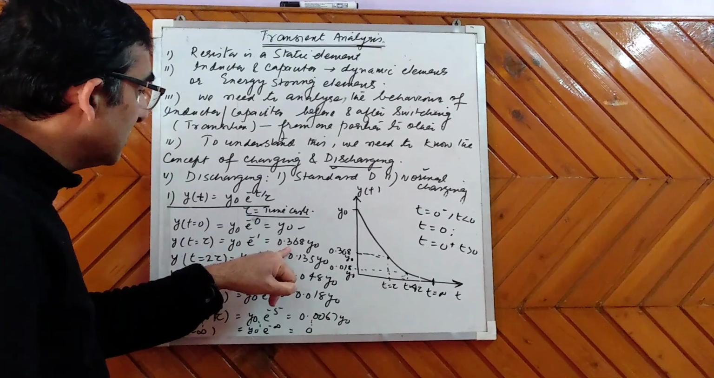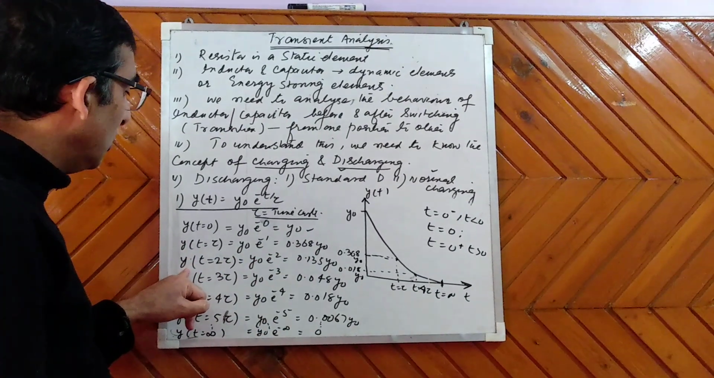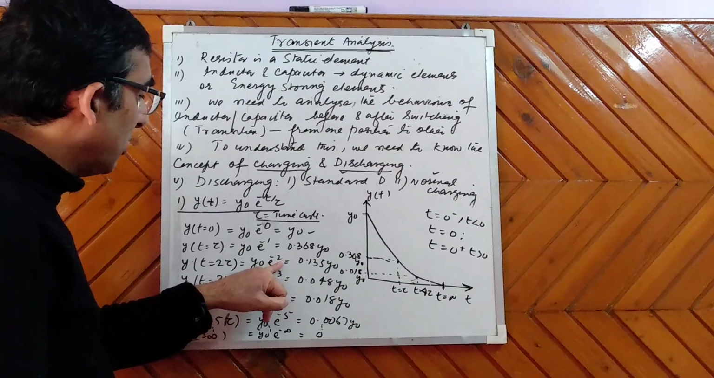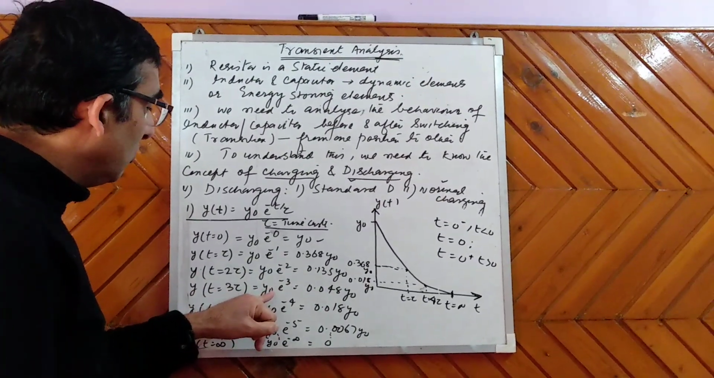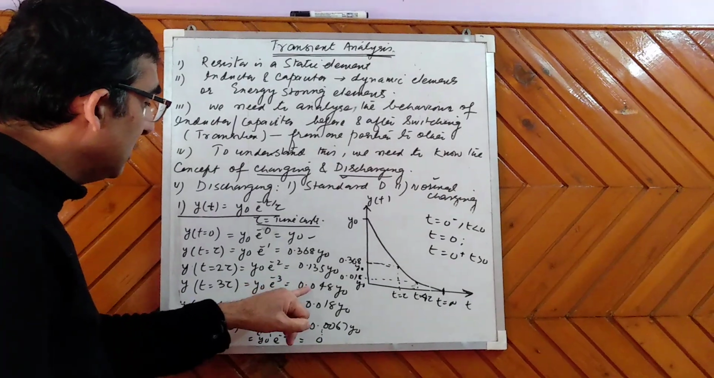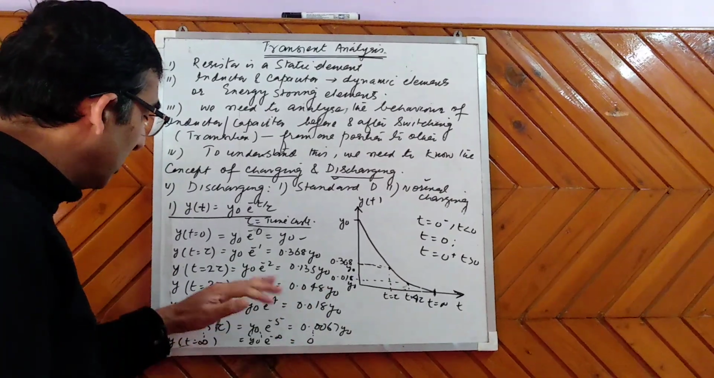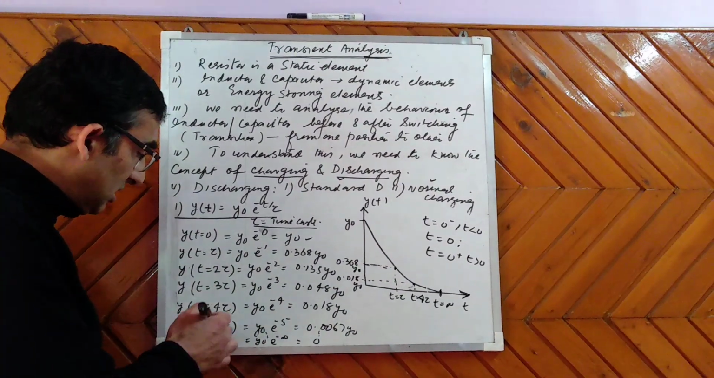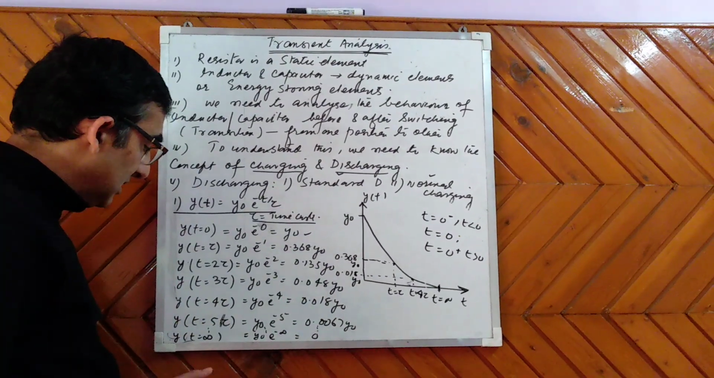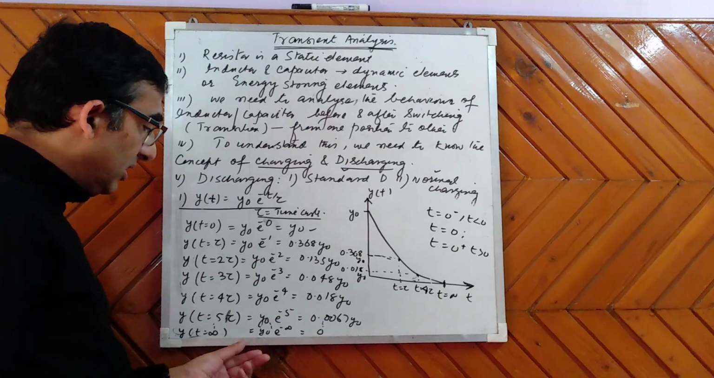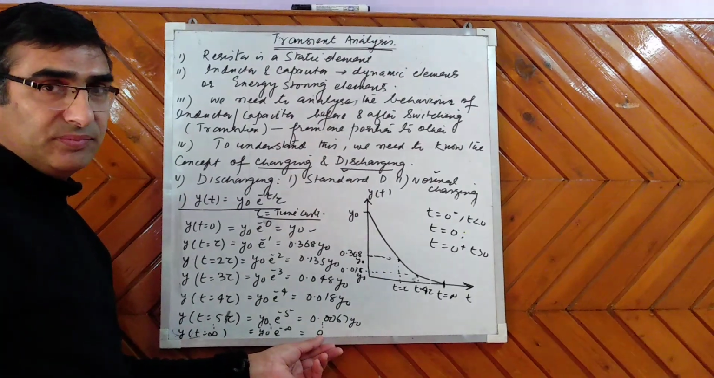So we'll get 0.368 y naught. Third, t equal to 2 tau, y naught e raised to the power minus 2, that will be 0.135 y naught. Fourth, t equal to 3 tau, y naught e raised to the power minus 3, 0.048 y naught. So on and so forth. We'll go on substituting the value as t equal to 4 tau, t equal to 5 tau. And finally, when we reach t equal to infinity, we'll see that the value will be 0.